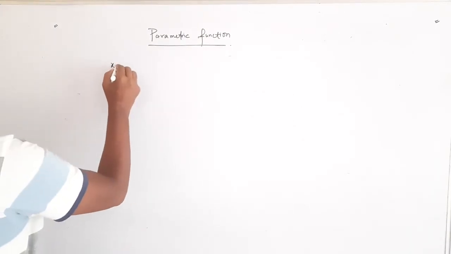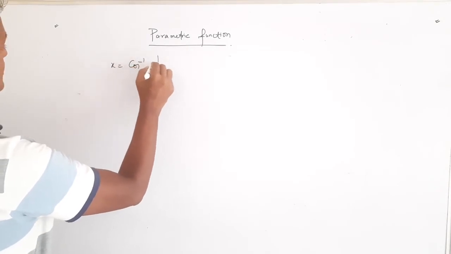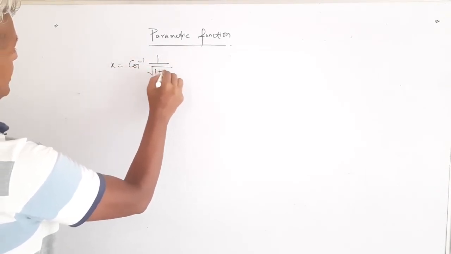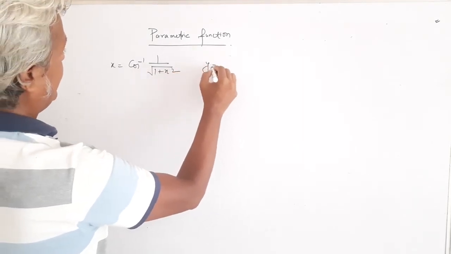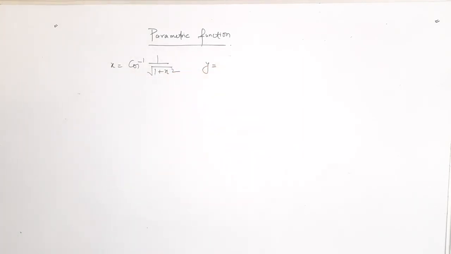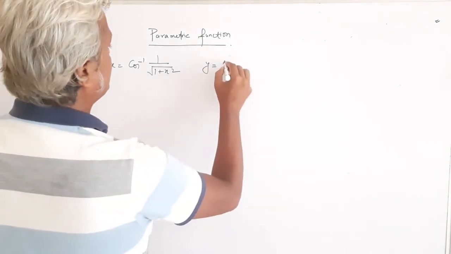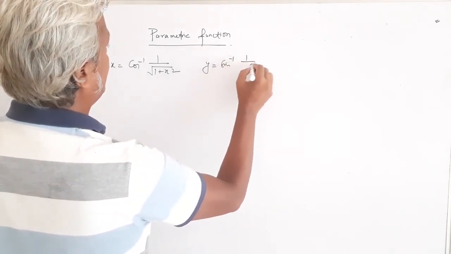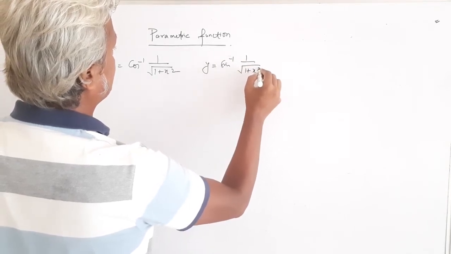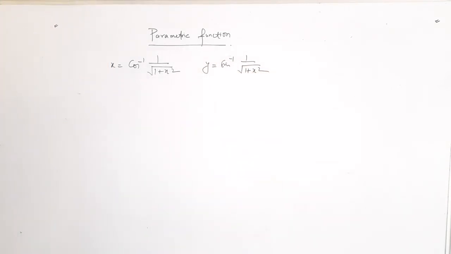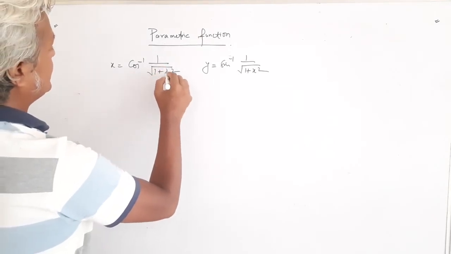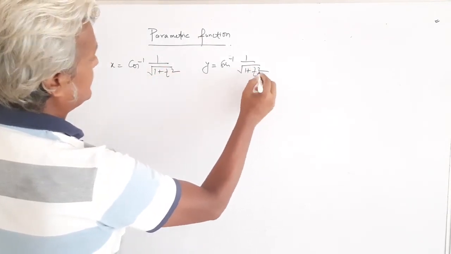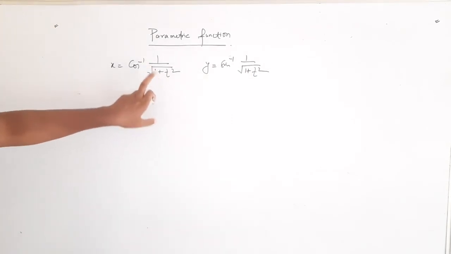Now I take another example where x is cos inverse 1 upon under root 1 plus x square and y equals sine inverse 1 upon under root 1 plus x square. Now here you see that the x is a function of x. This cannot be true, so it should be some other variable. I make it as t. So this is 1 upon under root 1 plus t square.